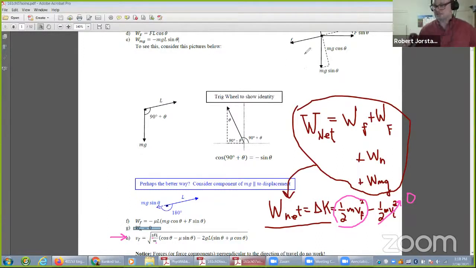I'm going to pause for a second. Any questions on that? I know this might be getting slightly off topic, but if we're assuming that it's starting from rest, wouldn't we also need to include mu static?